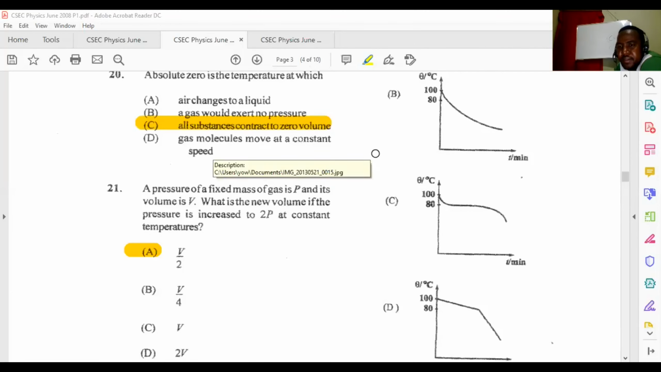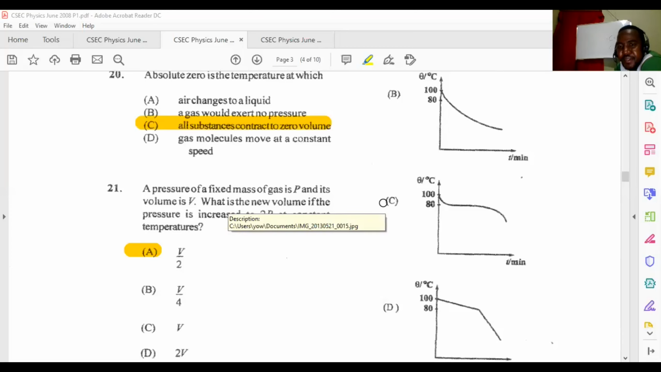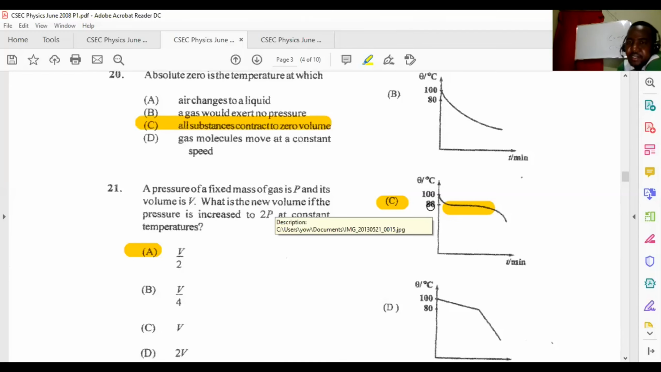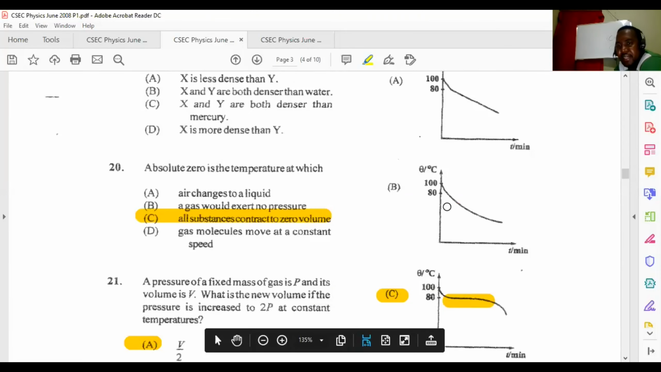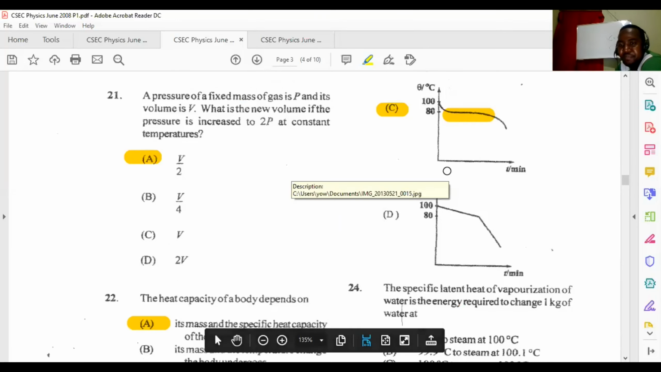Great. All right, so we know cooling curves have a constant value, which shows a constant temperature when it's changing from one state to the next. And that's the only one that has that. So it would be C.